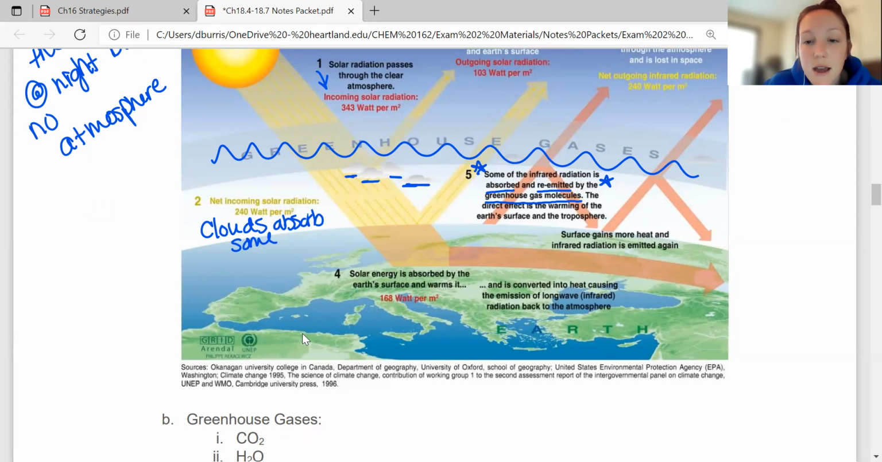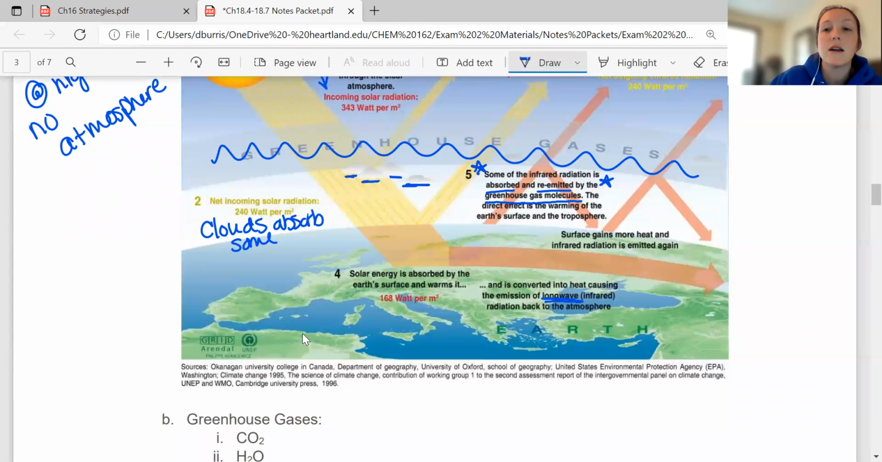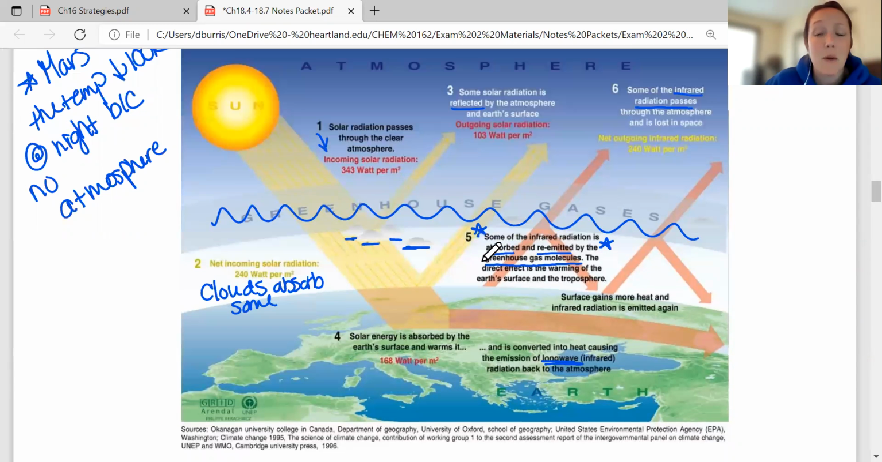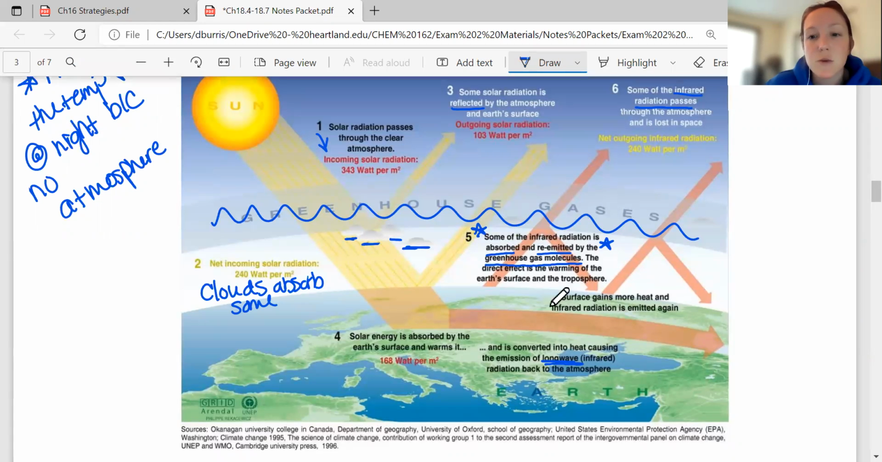Notice down here, it says when it's absorbed and emitted back, that's the long wave infrared radiation that we're talking about. So we're really talking about these steps over here, like 4, 5, and 6. Okay. And like I said, it's really complicated. This is a very delicate balance of what's happening in the atmosphere. So we're going to try to break it down as much as we can, like what's going on with this absorption and re-emission of heat.